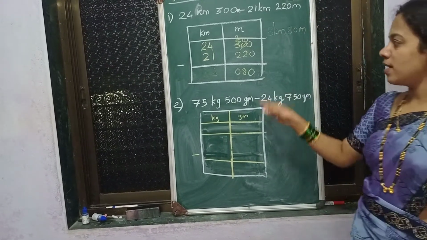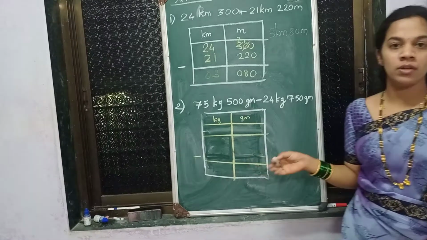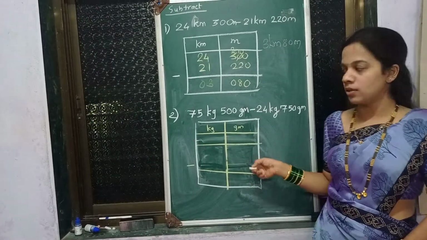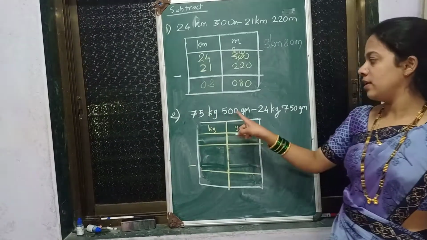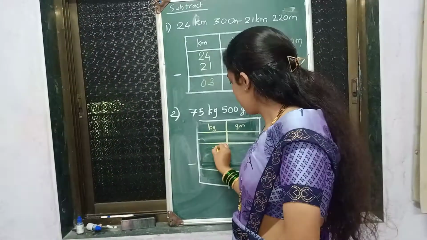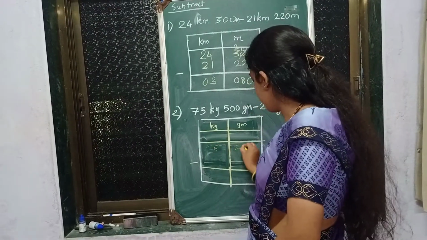Fine. This was very easy for you to understand, but actually the little problem occurs in this type of questions. What actually is it? Just see over here. 75 kg 500 grams. It's 75 kg 500 grams.